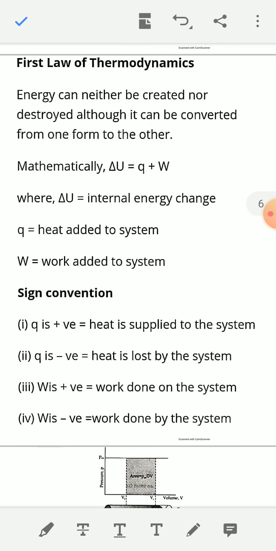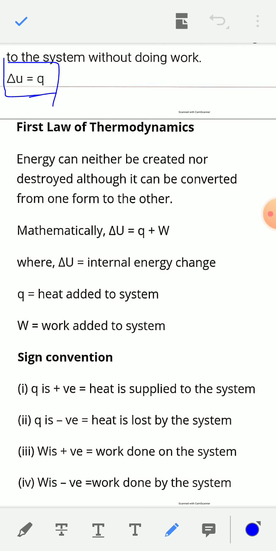Now see first law of thermodynamics. First law of thermodynamics, most important law. The first law of thermodynamics is actually the law of conservation of energy. And the statement of first law of thermodynamics is: energy can neither be created nor destroyed, although it can be converted from one form to another form.